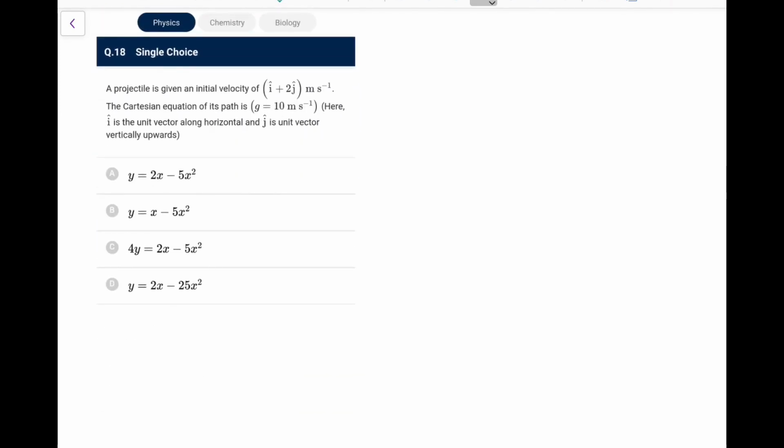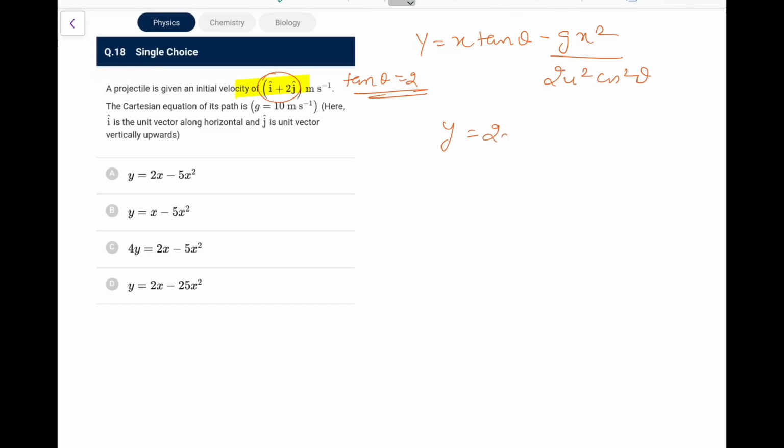18th, let's see. The particle is given an initial velocity of this much. What is the Cartesian equation of its path, where i is horizontal and j is vertically upward? This is a standard form. You know the equation: y is equal to x tan theta minus g x square upon 2 u square cos square theta. You are all very well aware. Looking at it, tan theta is uy by ux, you can make out it is 2. So y is equal to 2x.